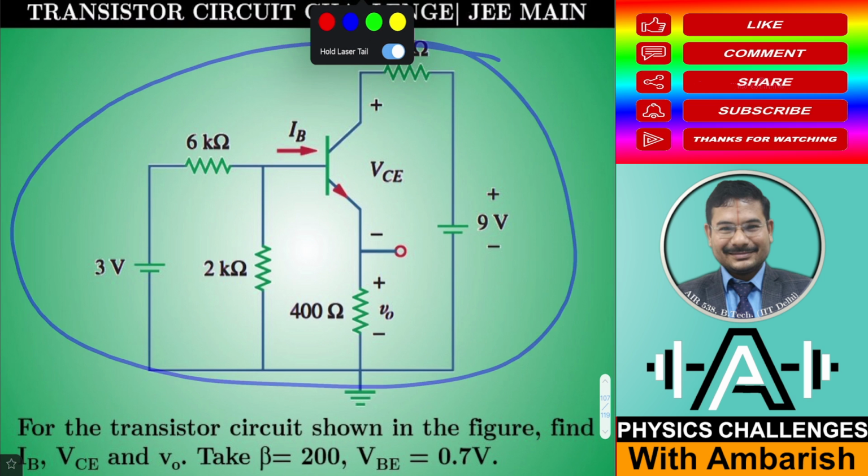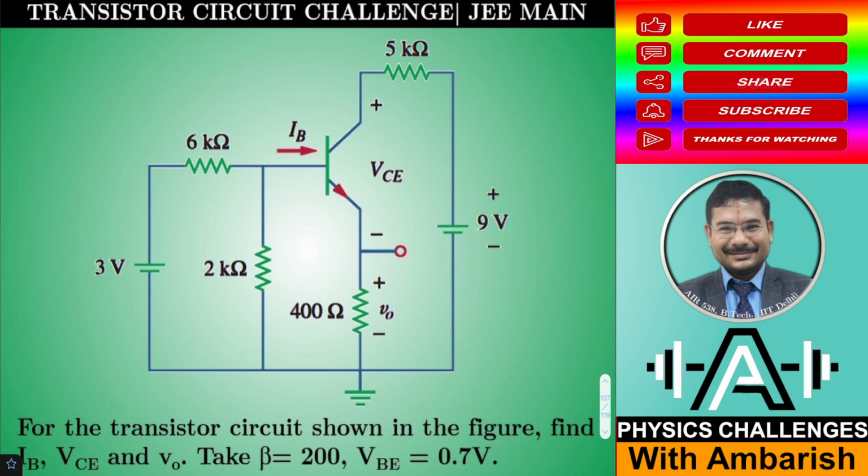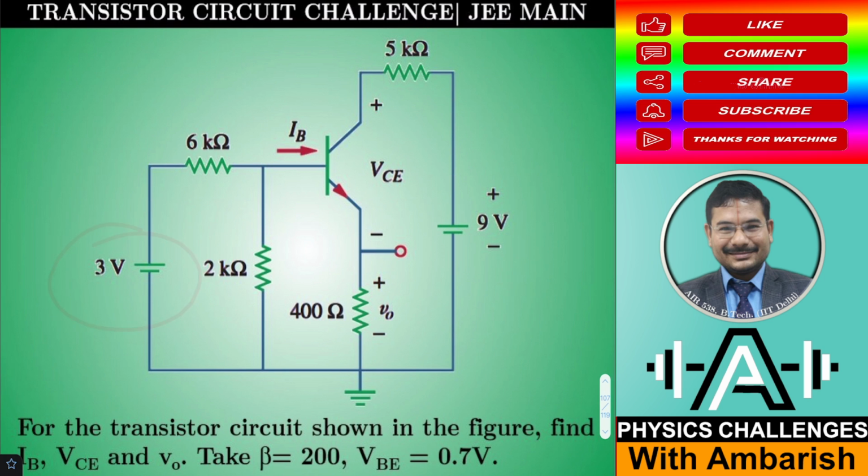Here is a circuit. You can see this is a 5 kilo ohm resistor, then this is a 6 kilo ohm resistor, this is a 2 kilo ohm resistor, this is a 400 ohm resistor, and there is a transistor, and then this is a collector biasing battery, and this is the base biasing battery. So this is the circuit, and what is our aim?